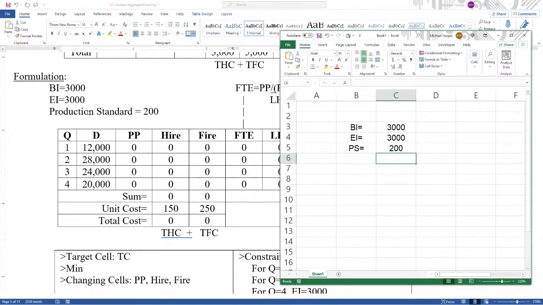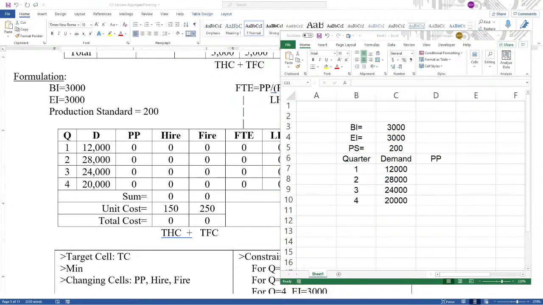Okay, and then down here we want our quarters. We want our demand. We want our production plan. Then let's just put our quarters in: 1, 2, 3, 4. Our demand, type this in: 12,000, 28,000, 24,000, 20,000. Or I could have copied this and pasted it, but I'm doing it this way for now. Okay, now that we have this, the next thing is bring this over here.